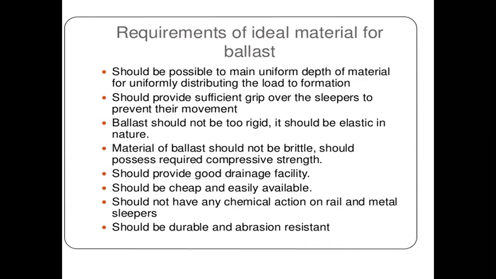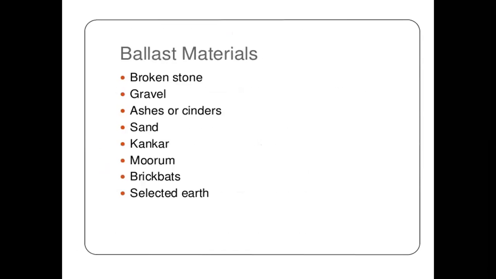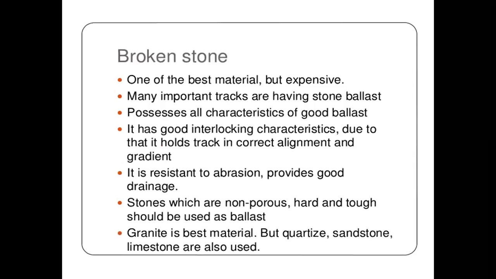elastic in nature. The material of ballast should not be brittle, should possess required compressive strength, should provide good drainage facility, and also be cheaply and easily available. These should not show any chemical action on rails and metal sleepers, and should be durable and abrasion resistant. Types of ballast we use are broken stone, gravel, ashes or cinders, sand, conker, muram, brickbats, and selected earth.